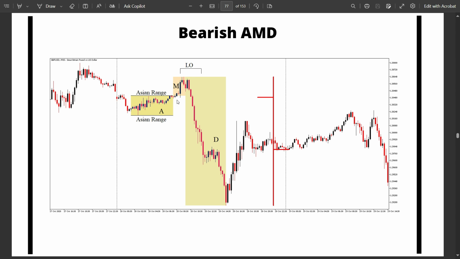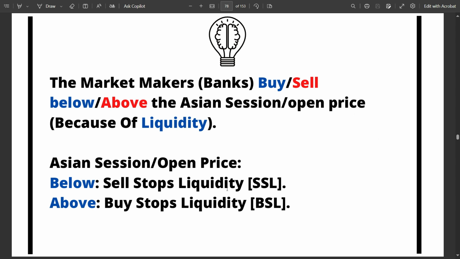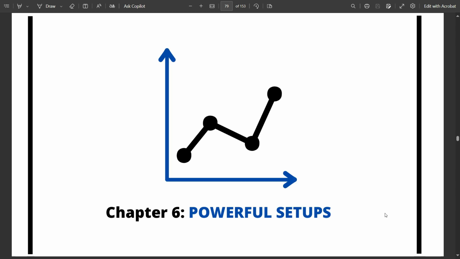A similar example for a bearish AMD is shown here, with a range forming on the opposite side followed by distribution. In the Asian session, market makers or banks, due to liquidity, buy below the open price of the Asian session or sell above the open price. When the market breaks above the Asian session range, they sell, and vice versa. They buy below the range.